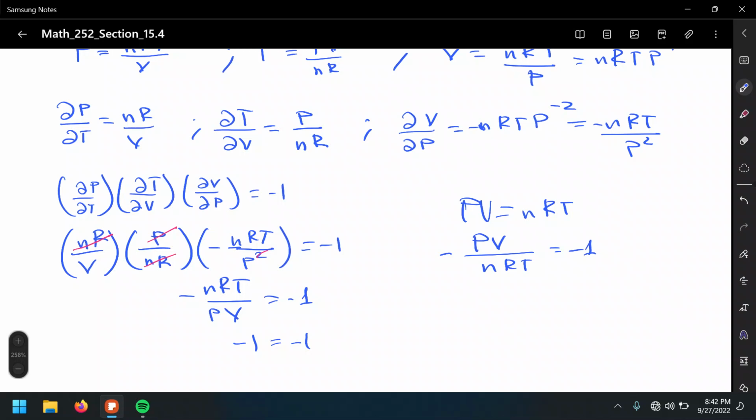So this cyclic rule, which is in general something in mathematics, is also applicable in thermodynamics. In this case, it's a basic formula from chemistry, but of course, you're not going to use it with the real gas law, the van der Waals equation, which is a more elaborate situation than just the ideal gas.